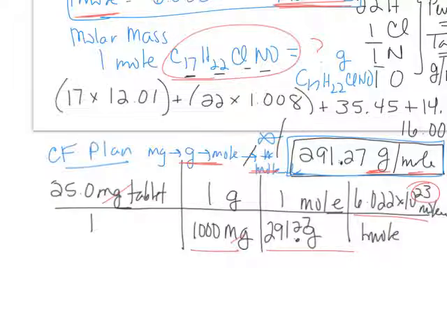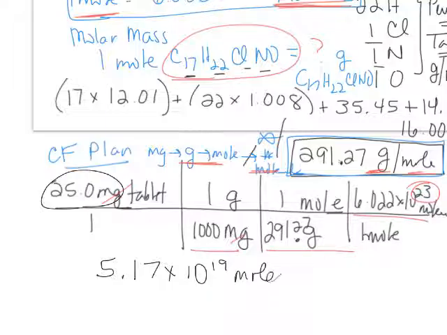So when you type this in your calculator, and we're going to go with 3 significant figures because of the 25.0 given, your answer should be 5.17 times 10 to the 19th molecules of C17H22ClNO.